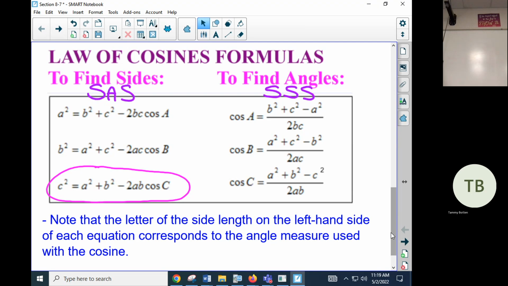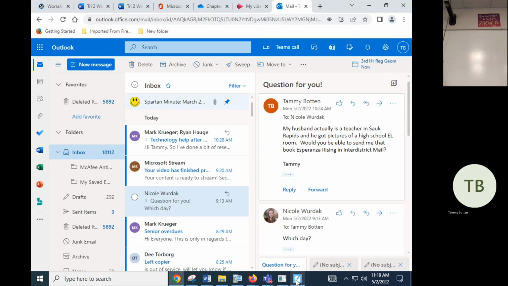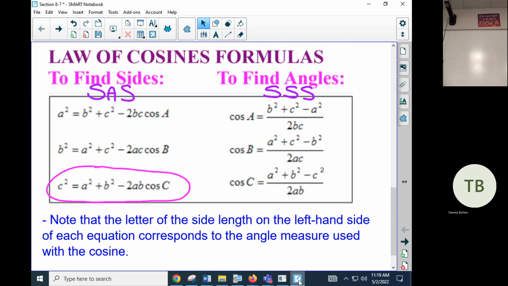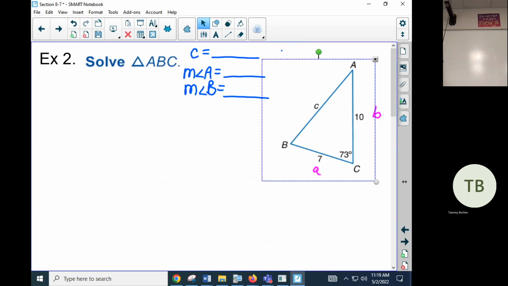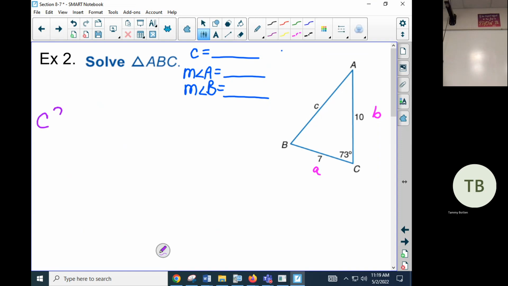Just happened to be that way. In your assignment, you may have to find A or B, but we're going to find C again using this formula. So I'm going to go back to here, and we are going to find C. C squared equals A squared plus B squared minus 2AB cosine of C, okay?